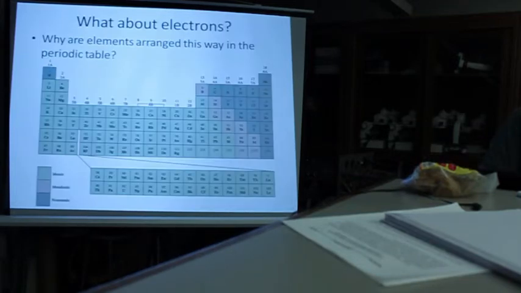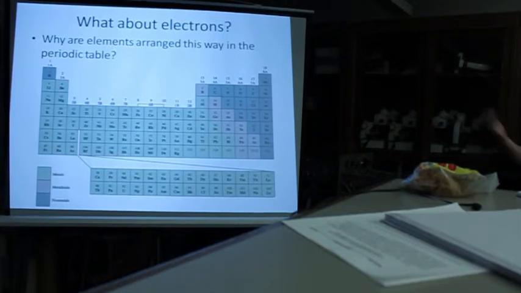Okay. All right. So we've talked about protons. Protons are what define these different elements for us. We've talked about neutrons. We understand that they impart some sort of stability to these different elements. What role do the electrons play?